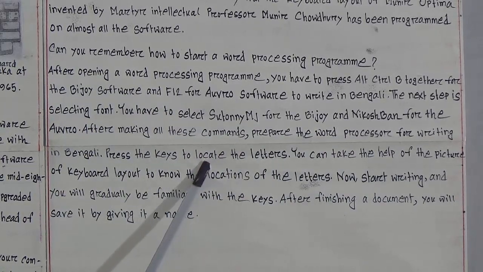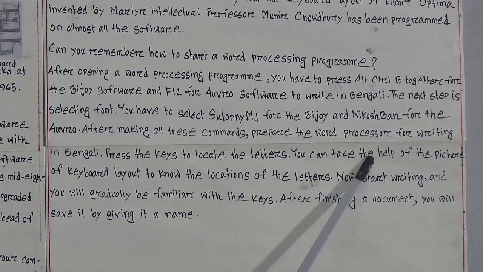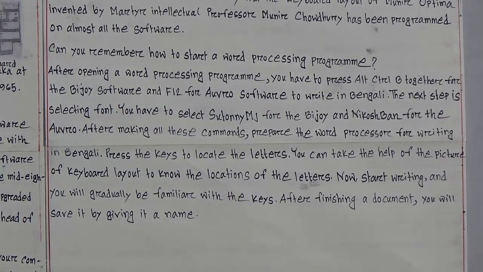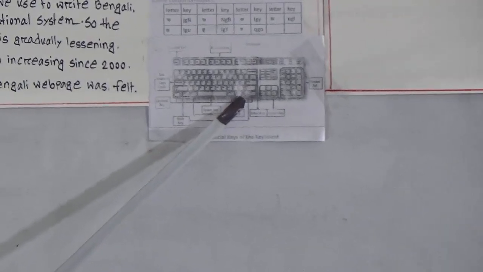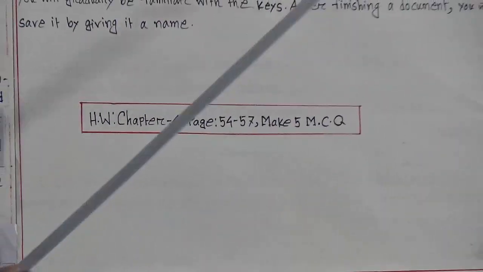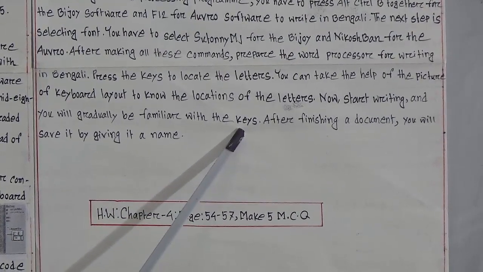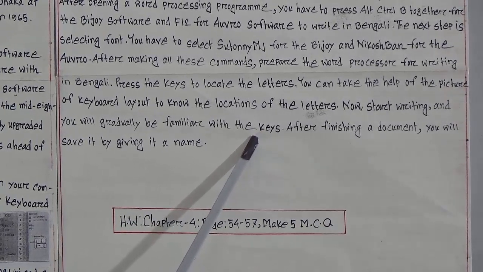Press the keys to locate the letters. That means we have to press the keys to understand where the letters are. You can take the help of the picture of a keyboard layout to know the location. So look here, in this picture, that means we are going to the picture again. After analyzing this picture, we will understand where the keys are located. Now start writing and you will gradually become familiar with the keys. That means after writing for a few days, we will understand where the letters are.